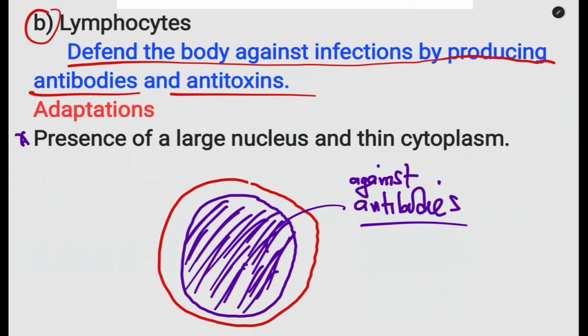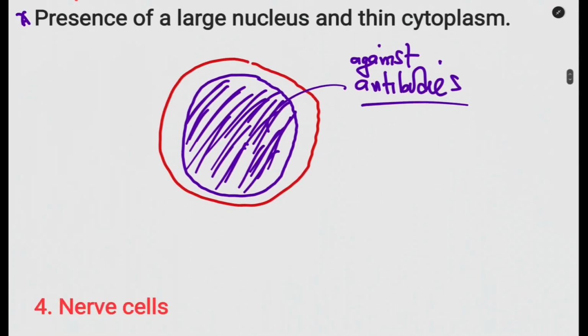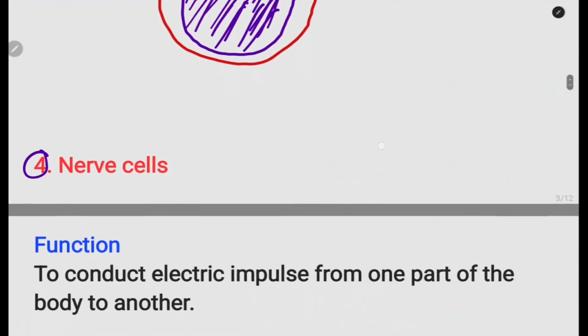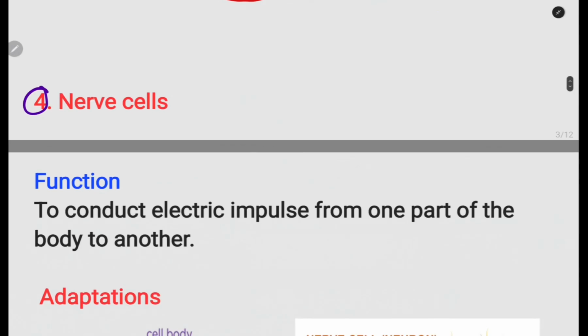Up to this point we are good to proceed to the next one. The fourth one that we are looking at is nerve cells, and this one is common, and most of us are aware of this. Even if you've not been to a biology class, you've heard people say, you are stepping on my nerves. So what are nerve cells?